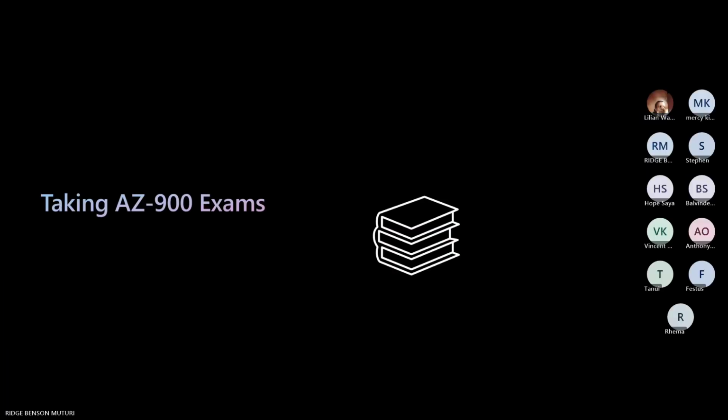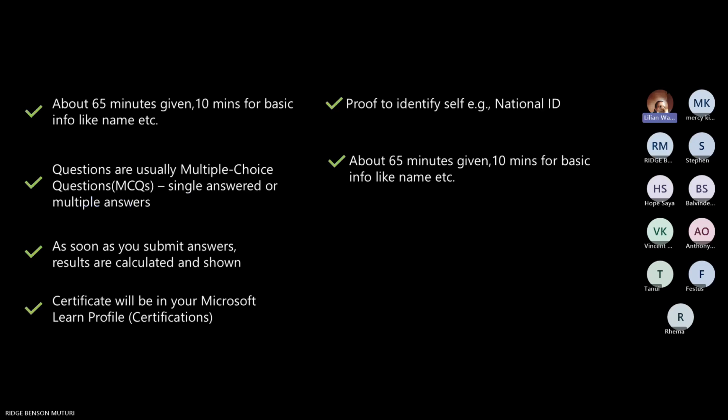Okay, so now our final part of the discussion, we are going to look through how we can register for the exams and how the exams are usually taken. So these are just key points to note when signing up for the exam. The total time taken for the exam is about 65 minutes. You'll be asked for your basic information, your name, your email, and other stuff. That will take an estimate of 10 minutes.